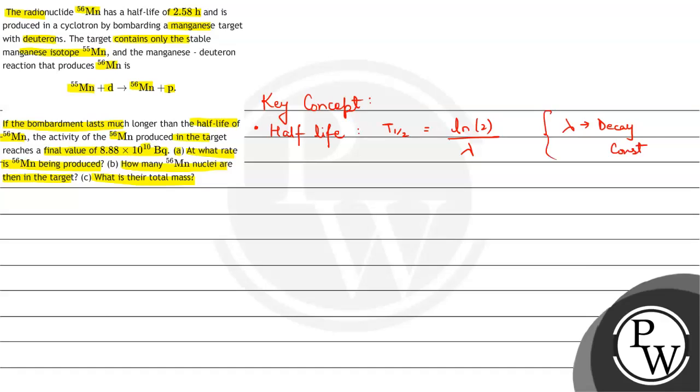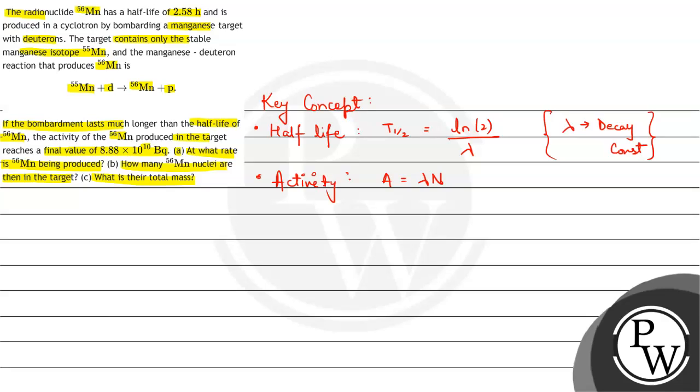And the second key concept is activity. Activity is the rate of decay of the radioactive material. It is denoted by A and is given by A is equal to lambda times N, where N is the number of undecayed nuclei at that time. So these are two concepts we need to remember.